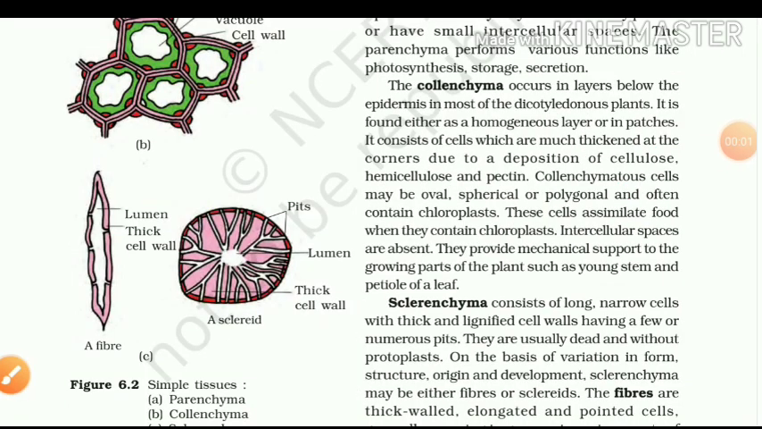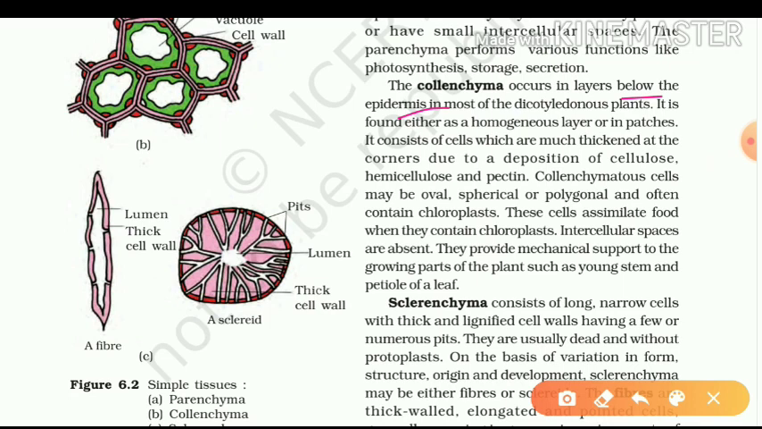So guys, let's move on to collenchyma. Collenchyma cells occur in the layers below the epidermis, mostly in dicotyledon plants, which we have discussed. We will discuss anatomy, how the dicotyledon anatomy is, and also monocotyledon anatomy. Here the epidermis is the outermost layer of dicotyledon plants. Below that, collenchyma cells are usually present.